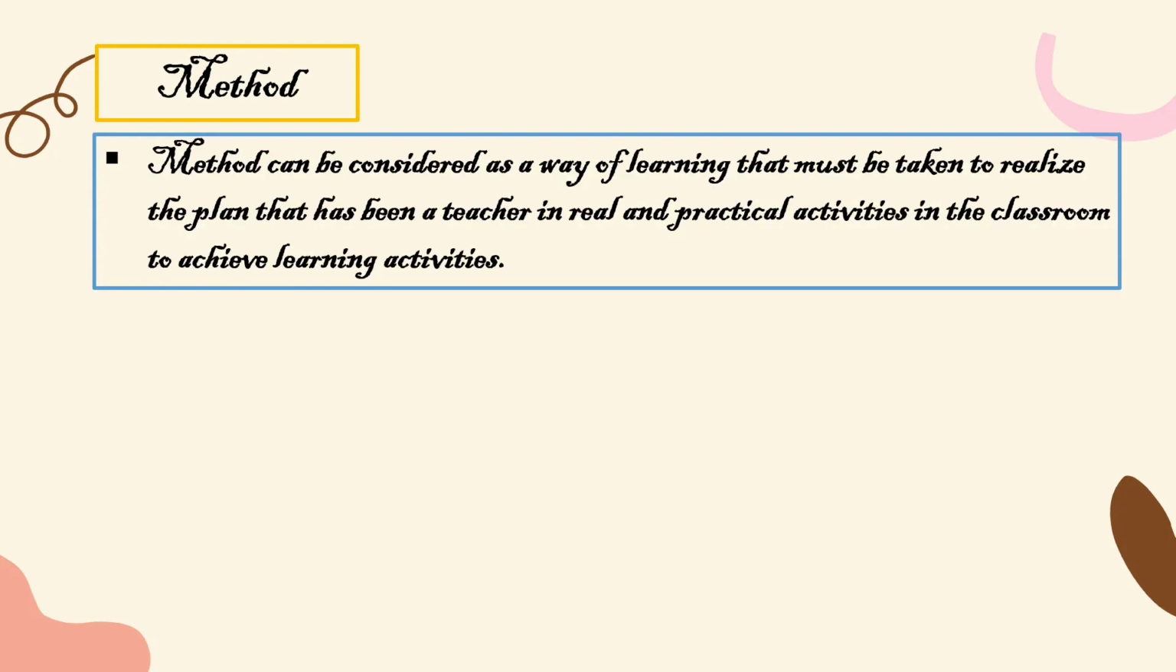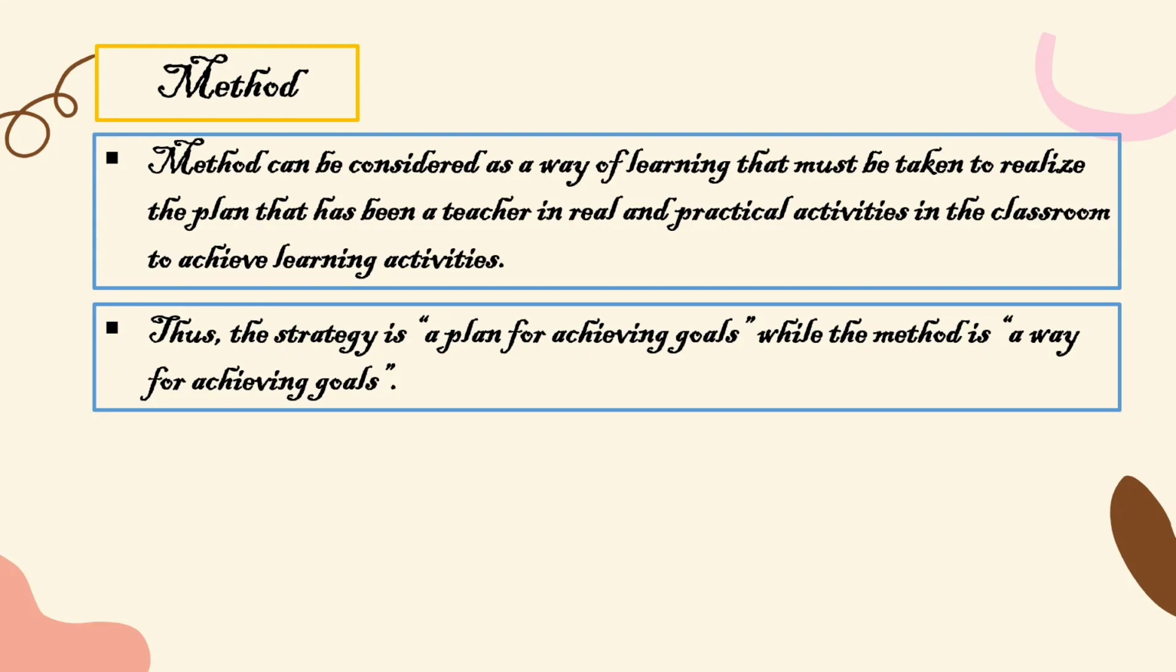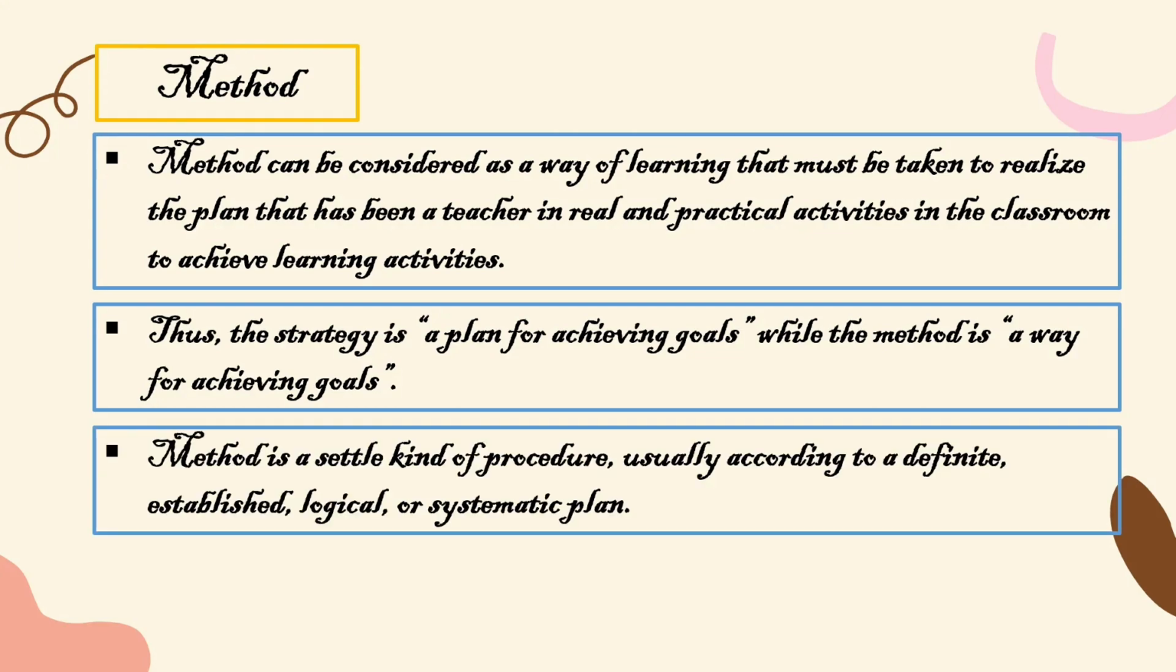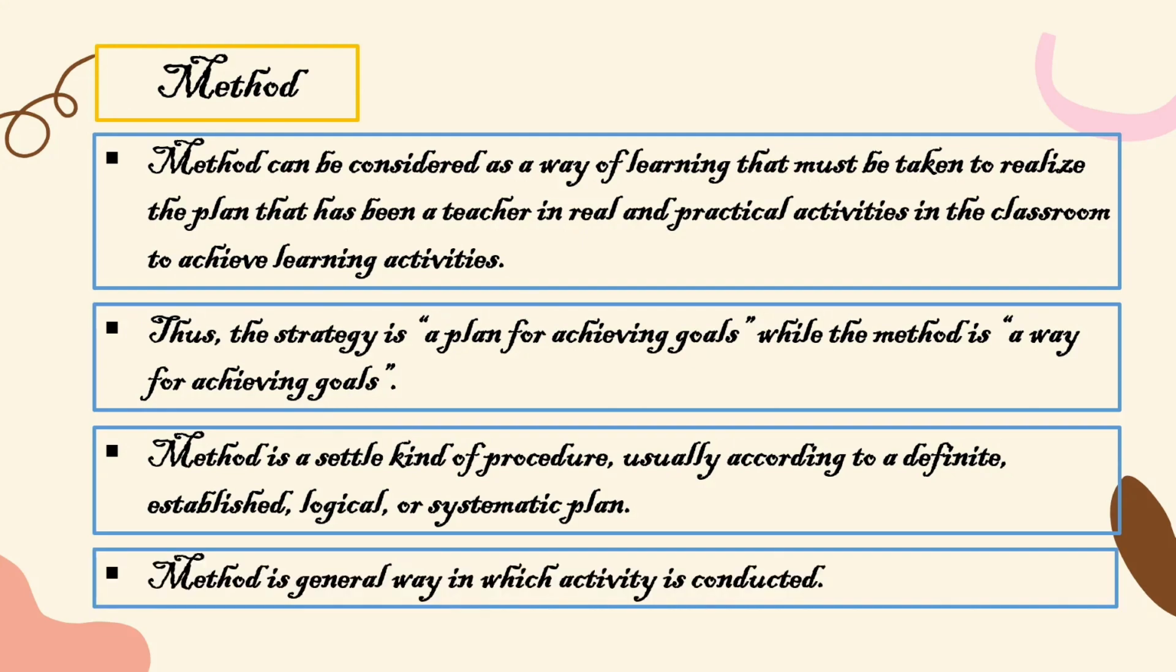Learning strategy is still conceptual, necessary for the implementation of certain teaching methods. Method. Method can be considered as a way of learning that must be taken to realize the plan that has been made by a teacher in real and practical activities in the classroom to achieve learning activities. Thus, the strategy is a plan for achieving goals, while the method is a way for achieving goals. Method is a settled kind of procedure, usually according to a definite, established, logical, or systematic plan. Method is a general way in which activity is conducted.